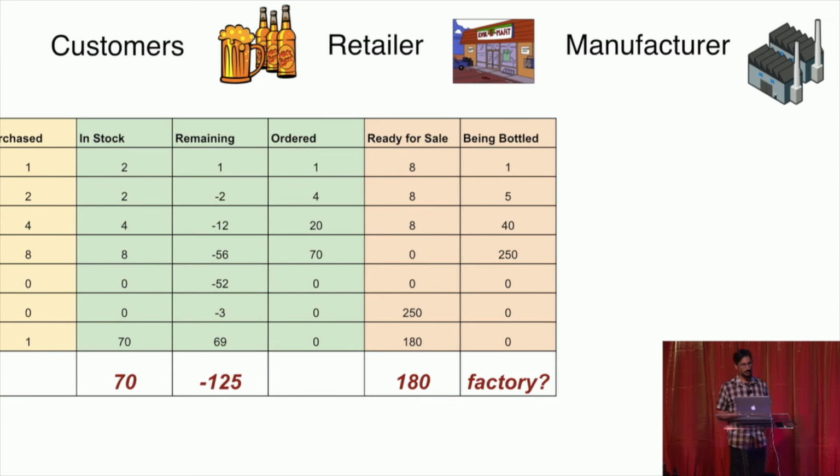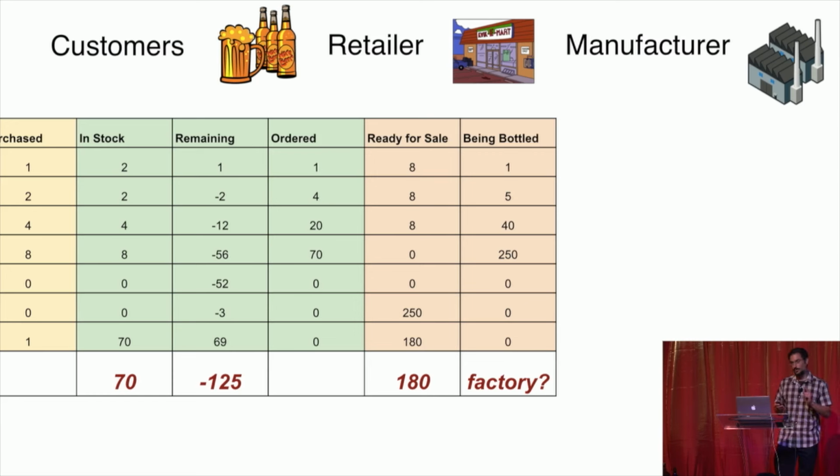So we end up with these results. Customers who were not particularly happy, retailers who are way overstocked and missed a huge amount of potential profit, and a manufacturer who is also way overstocked and now has an extra factory. What the heck are they going to do with that?